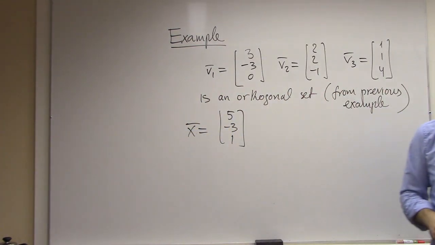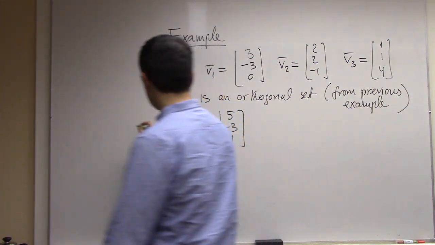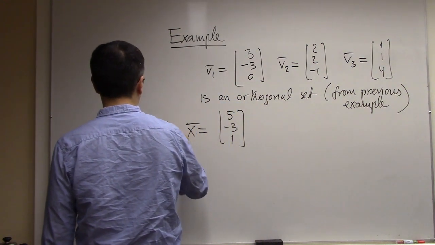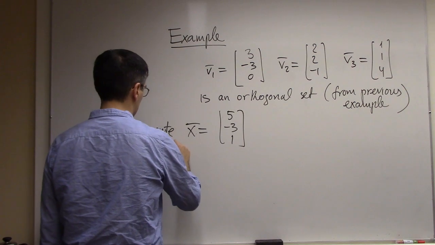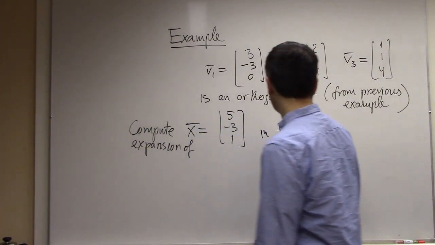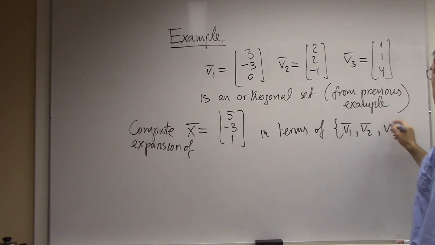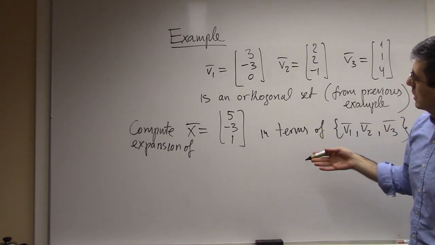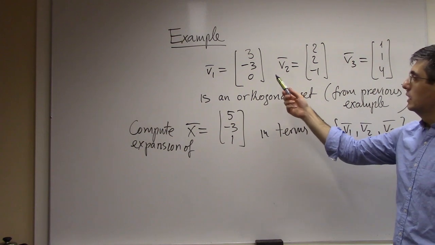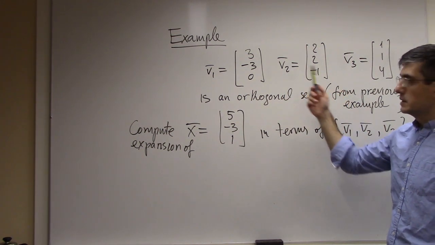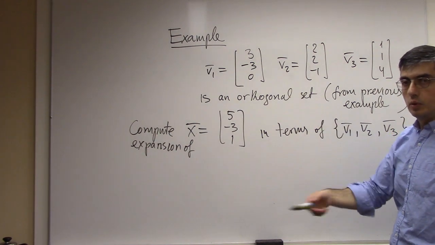We want to compute the expansion of this vector in terms of v1, v2, v3. Now, before I do the calculation, I should point out that because there are three vectors in this set, and the size of each vector is 3, these are vectors in R3. This is automatically a basis for the whole space.